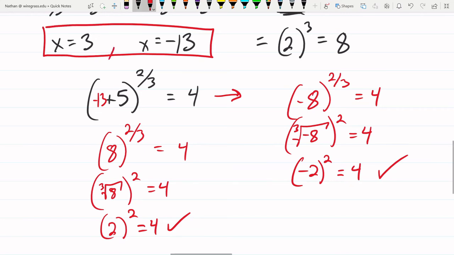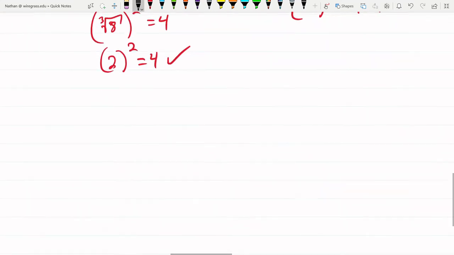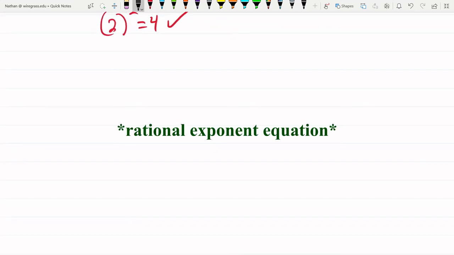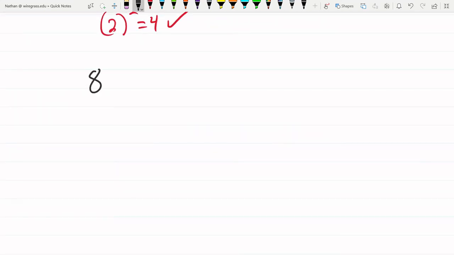Let's look at another type of fractional, or I should say rational equation. We're going to have 8x to the 5/3 power minus 24. And here you see we have an odd power with an odd power. The odd power is on top, so therefore we will not have to worry about a plus or minus version.